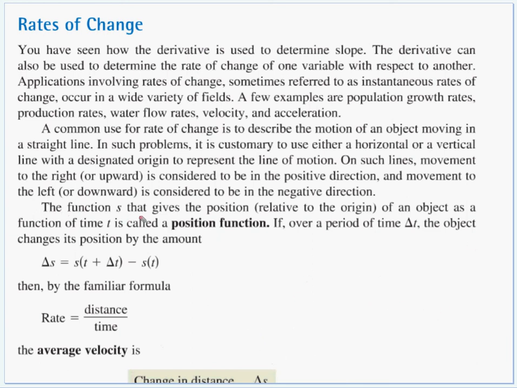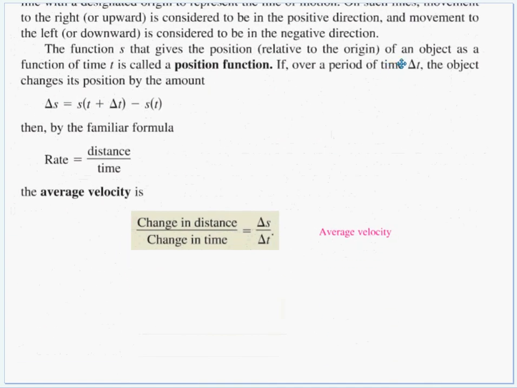The function s that gives the position relative to the origin of an object as a function of time t is called a position function. If, over a period of time, delta t, the change in time, the object changes its position by this amount, delta s is s of t plus delta t minus s of t. That should look very familiar. That's part of the numerator of our difference quotient. And then if we use this old formula, rate equals distance divided by time, we can get an average velocity: the change in distance, delta s, divided by the change in time, delta t.